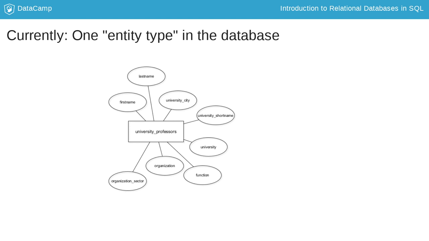The graphic used here is called an entity relationship diagram. Squares denote so-called entity types, while circles connected to these denote attributes, or columns. So far, we have only modeled one so-called entity type, university professors. However, we discovered that this table actually holds many different entity types.